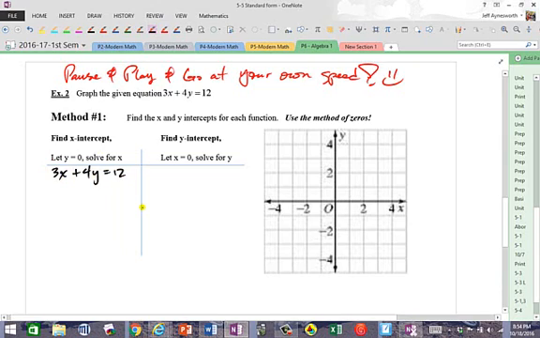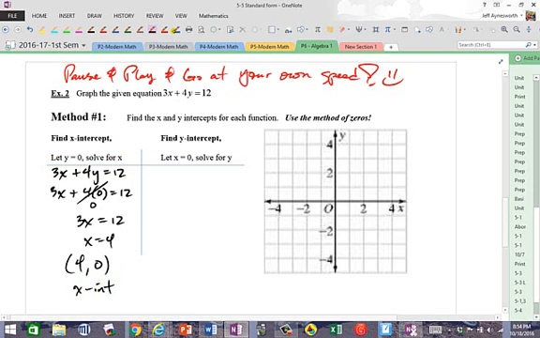Okay, I'm going to assume that you have already done this. So let's substitute 0 in for y. So 3x plus 4 times 0 equals 12. That cancels out. 4 times 0 is 0. 0 plus 3x is 3x, and that equals 12. And we know that 3 times 4 is 12, so x has to be 4. So I get 4 comma 0 as my x-intercept. This is an x-intercept. So right away, I can plot right here 4 comma 0.